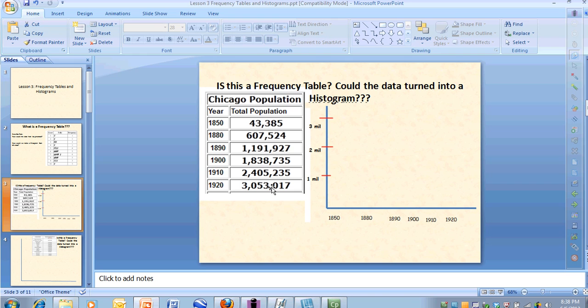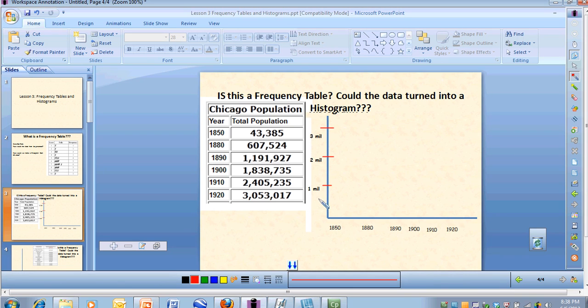Here we have an actual population table that's kind of like a frequency table. Kind of it is, and kind of it's not exactly, but it's a historical representation. And you can see that the population goes from 1850 in Chicago when it was 43,385 all the way up to 1920 when it was over 3 million. So again, you'd be looking for exactly where we would make the bars for each of these years. So we have to estimate when the numbers are really low. For instance, 1850 only 43,000. So we'd have to kind of, again, estimate.